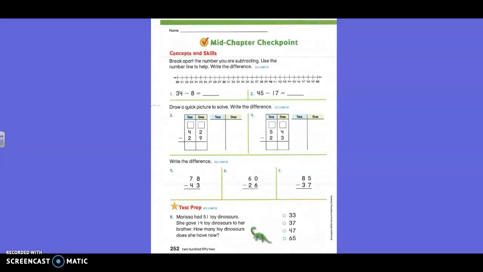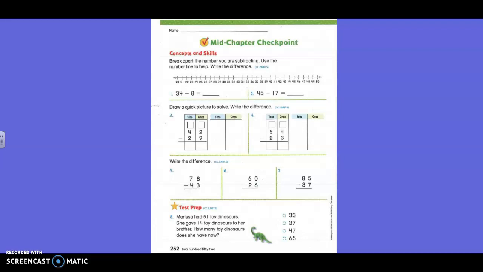Oh, Mitch had the checkpoint. This means that you should be able to do this on your own. Okay? So boys and girls, you can do 34 minus 8. Find 34 and subtract 8. 45 minus 17 will be harder.